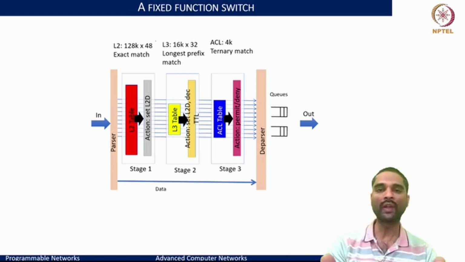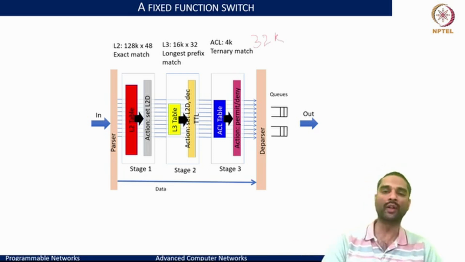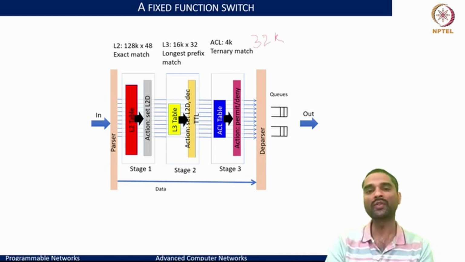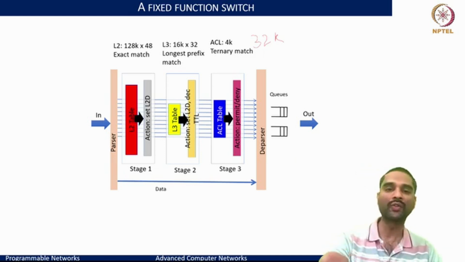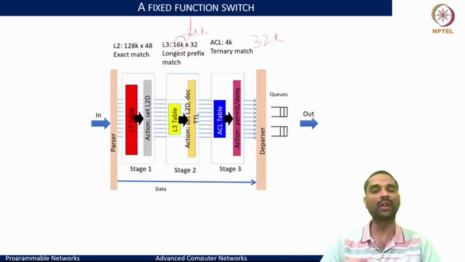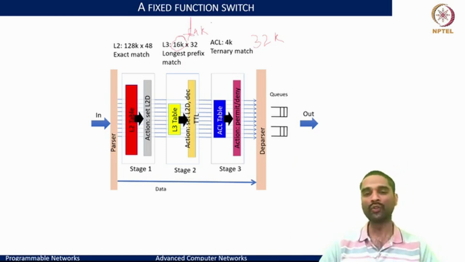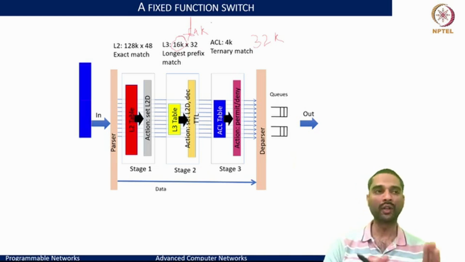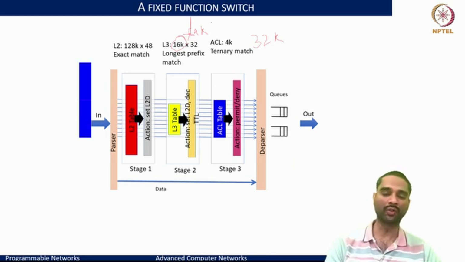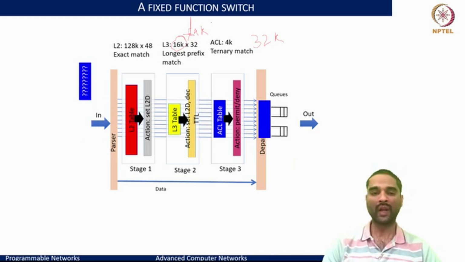Now, if I want to apply the same in an enterprise network where my ACL requirement is around 32K or greater than 4K, I would not be able to do that with ease. Or if I want to apply this in a core network where my entries for layer 3 would be more than 64K or greater than 16K, I would not be able to change it either. So these were the major concerns when we looked at the specific fixed function forwarding patterns.